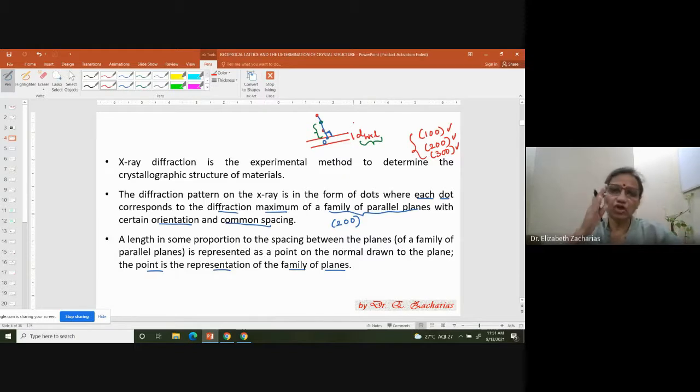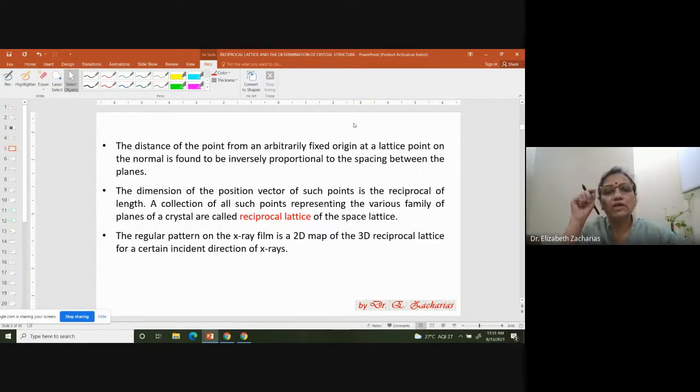And where is the dot lying? The dot is lying on the perpendicular bisector to the planes. And the location, what is the logic of the location? I'll just explain. The distance of the point from the arbitrarily fixed origin at a lattice point. On a lattice point, you want to fix an origin. The distance on the normal is found to be inversely proportional to the spacing between the planes. Listen carefully, it's a very, very important point.